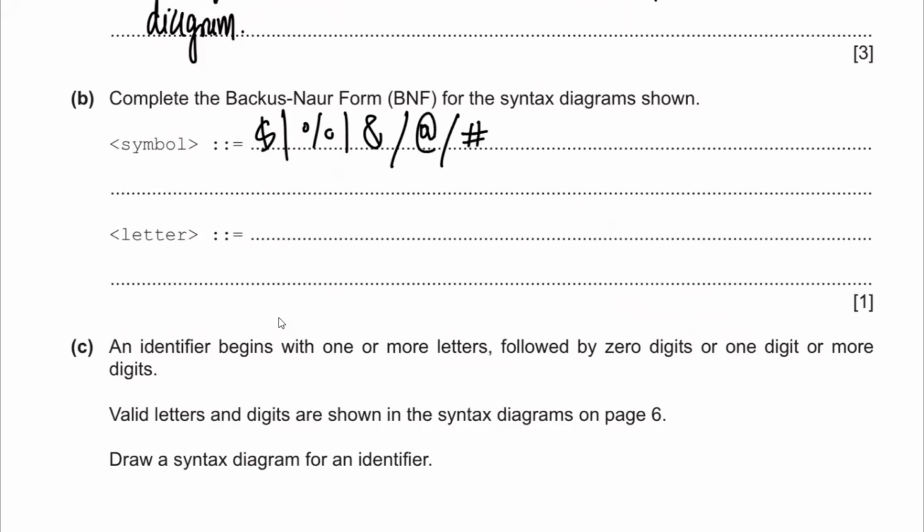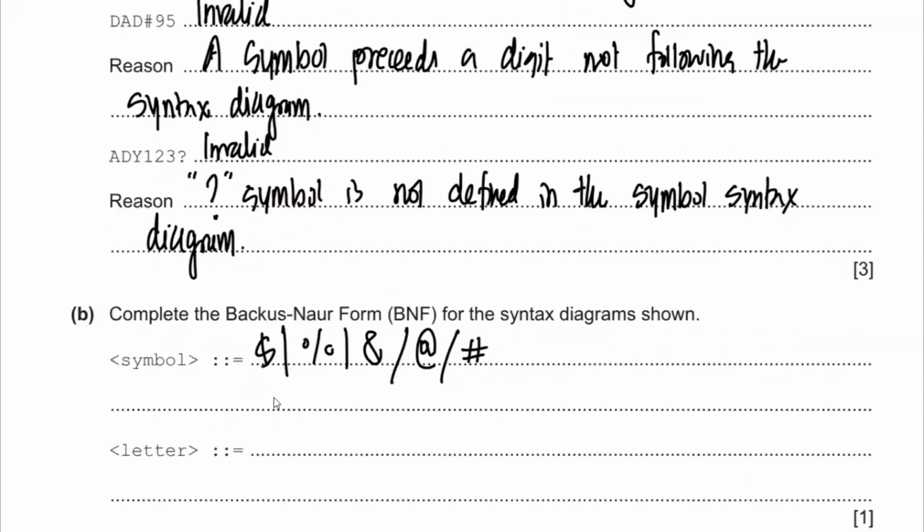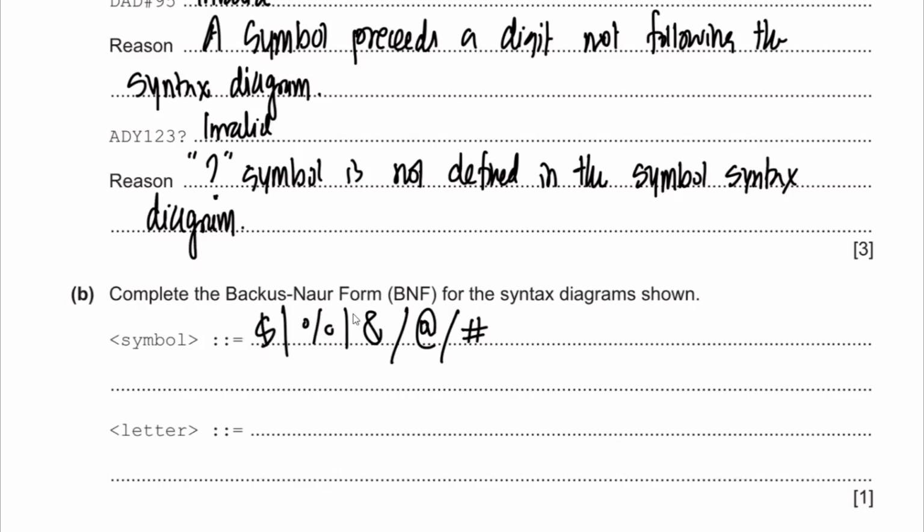Now, also do know that you need to follow the sequence of the symbol in the syntax diagram itself. So first is $, percentage, and @, and then hash. So you got to go ahead and follow symbol, dollars, percentage, and @, and then a hash. You need to follow the sequence.